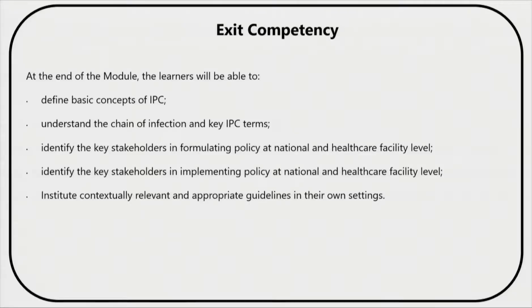After attending this module, we would expect the learners to first and foremost define basic concepts of infection prevention and control, understand what is chain of infection, understand key IPC terms, and identify the key stakeholders in formulating policy both at national and also healthcare facility level. The learner should also be able to identify the key stakeholders in implementing policy at both national and healthcare facility level. And post completion of this course, the learner should be able to institute the knowledge in a contextually relevant and appropriate way in their own settings.